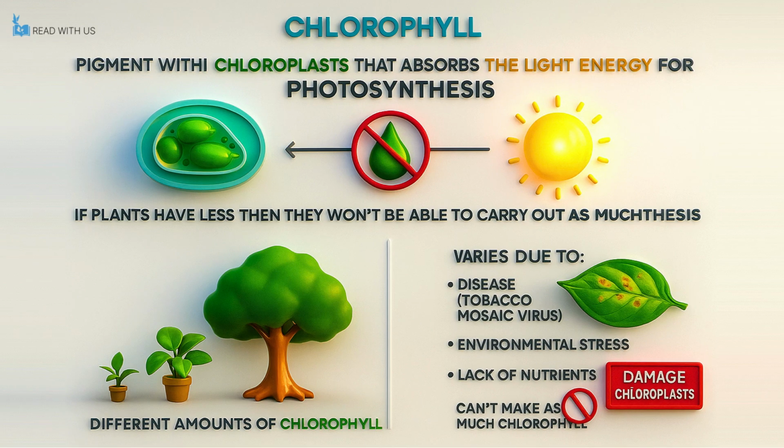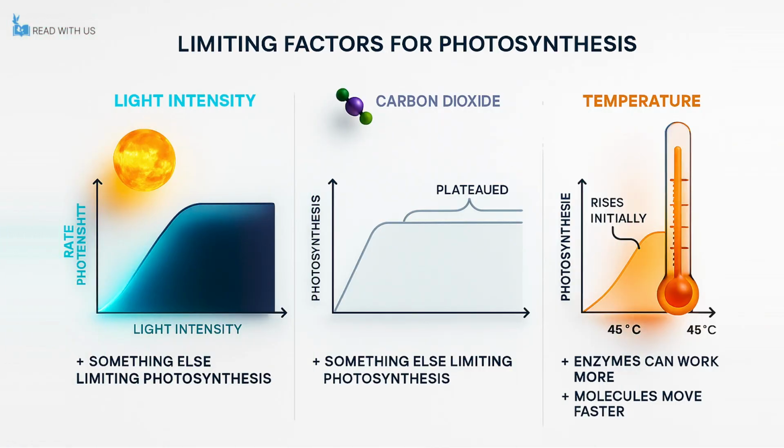The amount of chlorophyll a plant possesses can vary from one species to another, but even within the same plant, chlorophyll levels can fluctuate depending on external conditions. For example, diseases such as infection with the tobacco mosaic virus can damage chloroplasts and reduce chlorophyll levels. Environmental stress and deficiencies in vital nutrients, such as water or magnesium, can also harm chloroplasts and reduce a plant's ability to make chlorophyll. While chlorophyll is clearly important, when we talk about limiting factors of photosynthesis, we typically focus on 3 major external variables: light intensity, carbon dioxide concentration, and temperature.